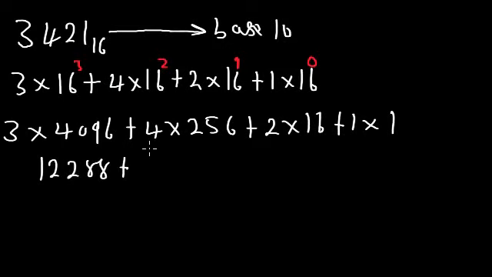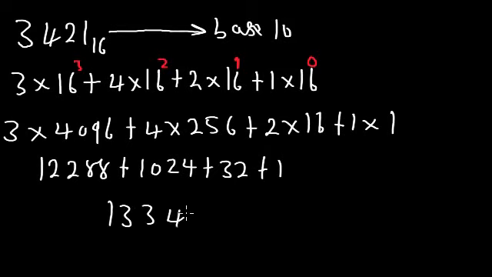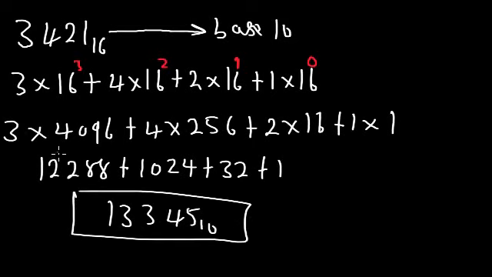So I'm adding that to 4 times 256. That results in 1,024. And 2 times 16 is 32. And 1 times 1 is 1. So right now I can add my results up. I'm adding that to 32 to 1. And that results in 13,345. And this is our final answer for this problem.